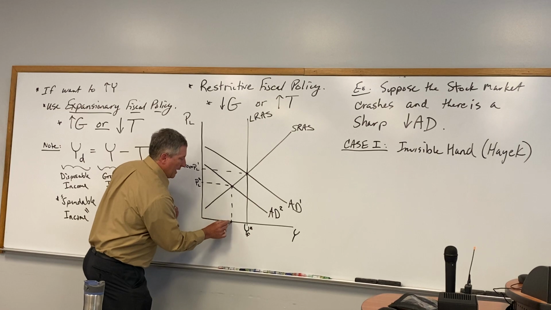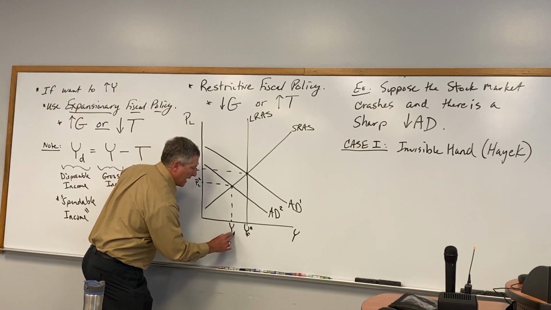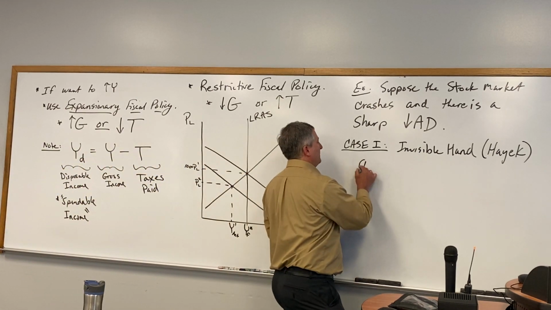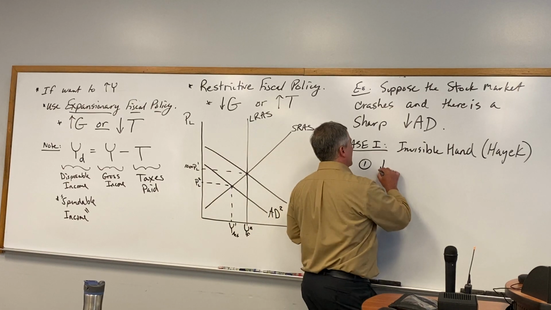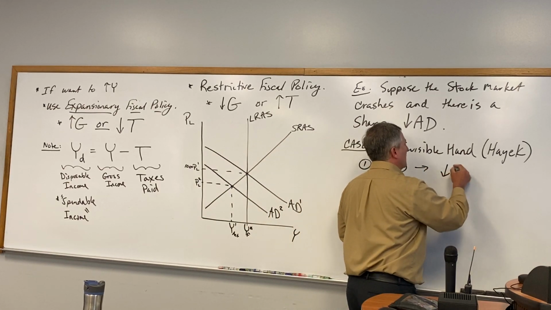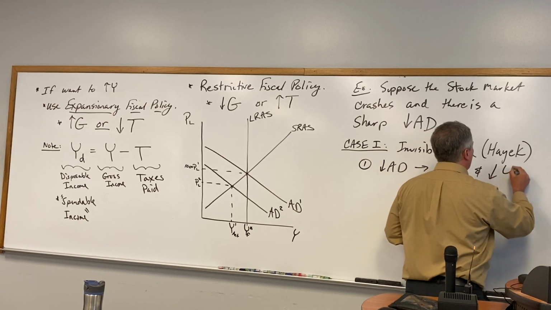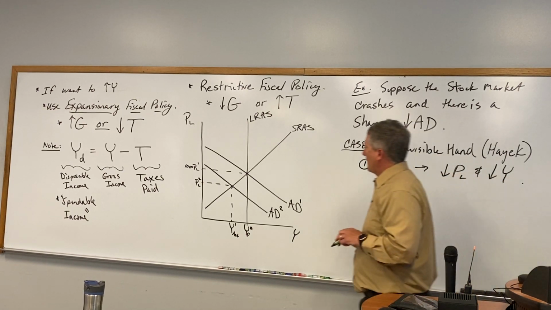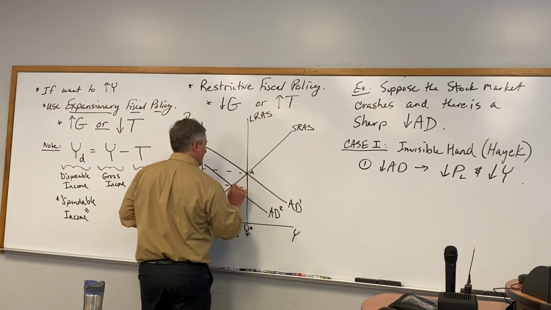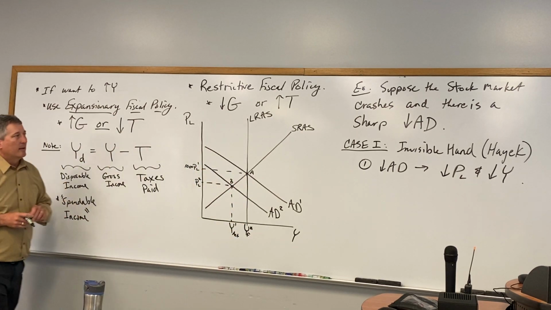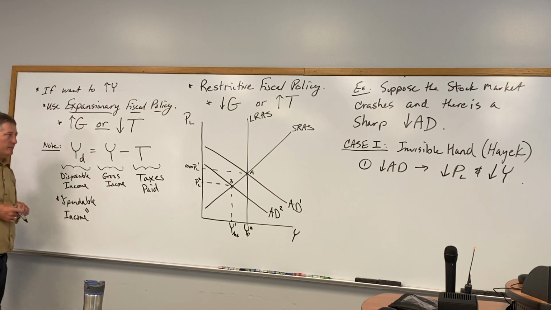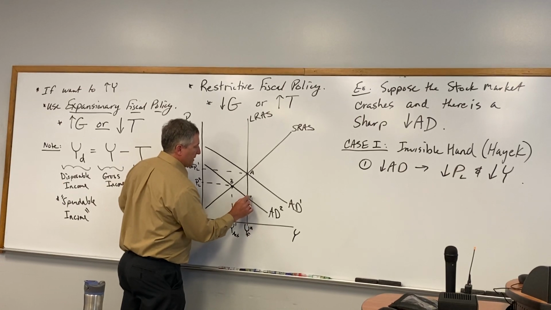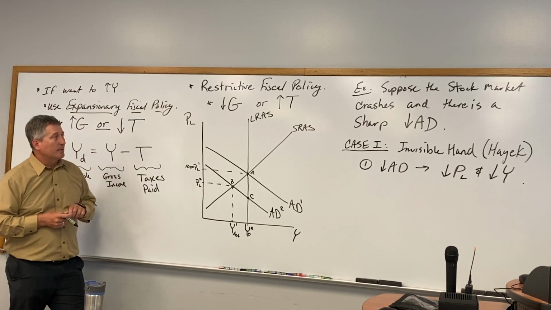Price level's down and GDP is down. So the actual level of real GDP is less than full employment. So step 1, the decrease in aggregate demand leads to lower prices and lower real GDP. That's moving from A to B, which is just kind of a review of what we did last week, the short run effect. In the long run, resource prices would adjust and we'd head towards point C.